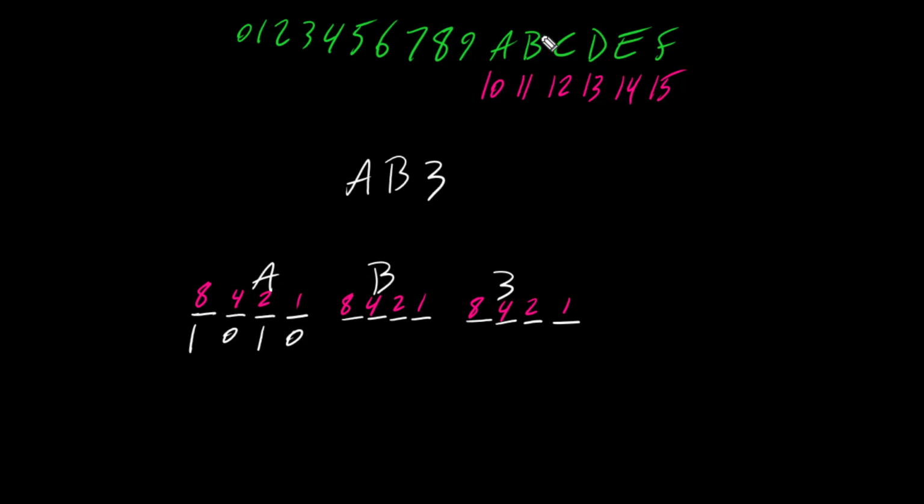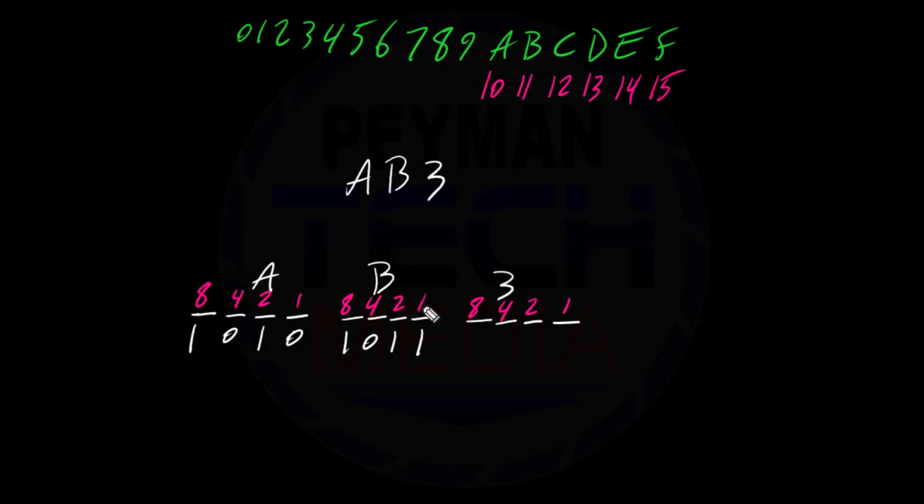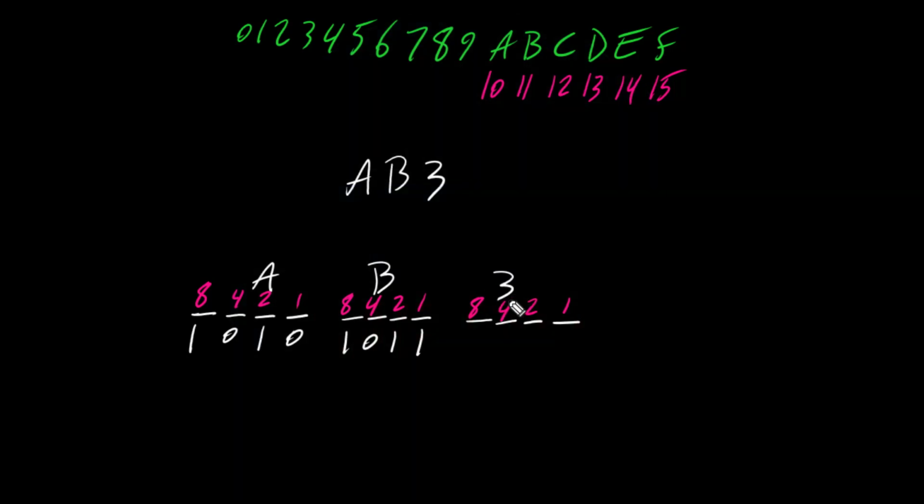B equals 11 in the decimal number system. So which one do we have to turn on? 8, 2, and 1. 8 plus 2 is 10, plus 1 is 11, and B is 11. What about 3?